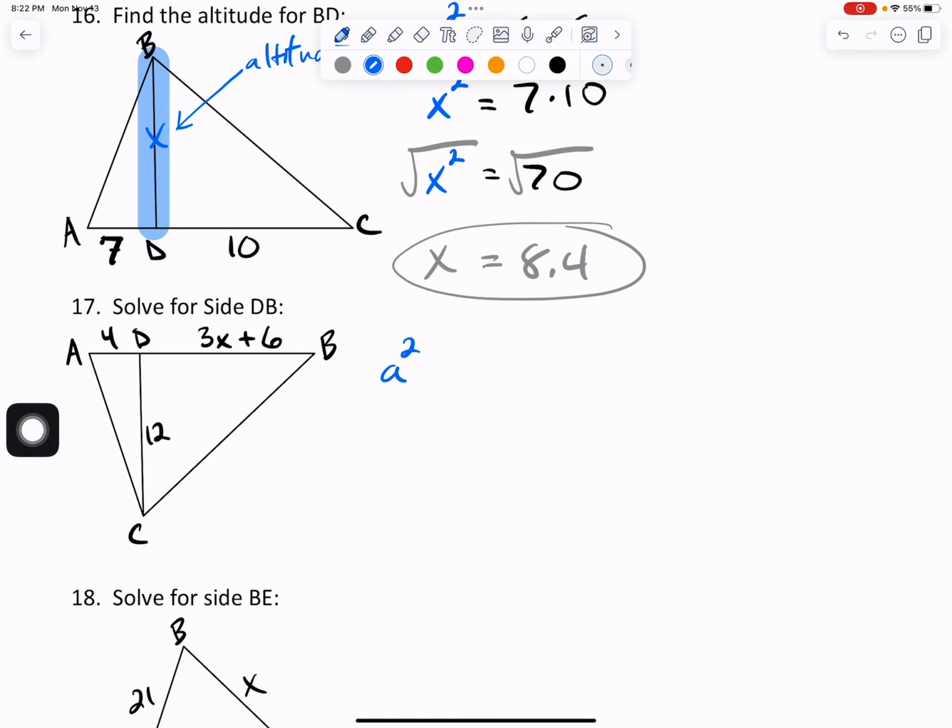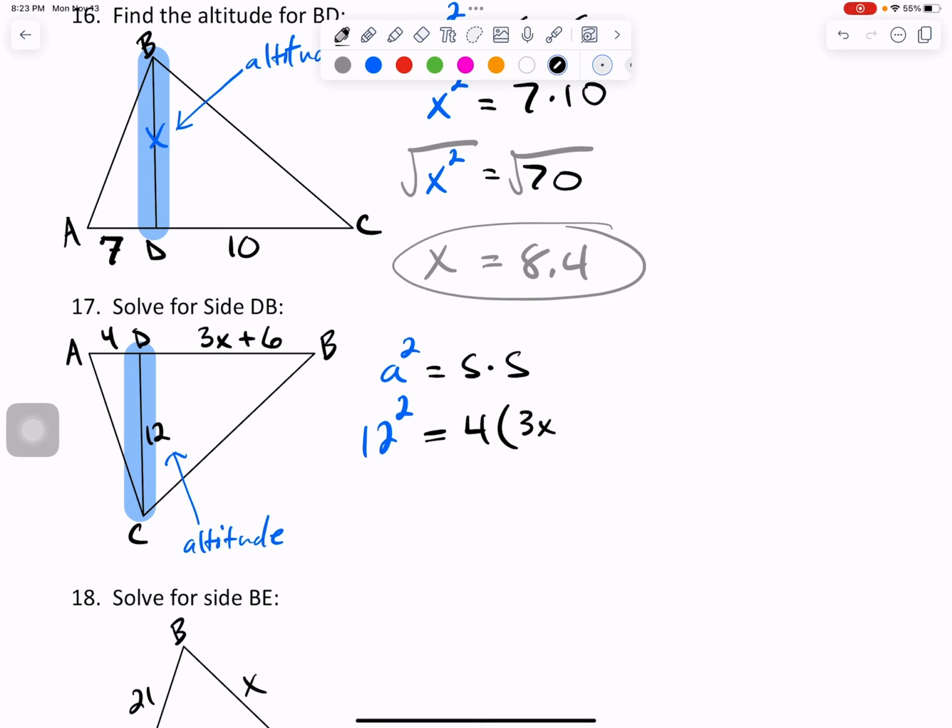Let's just do A squared equals S times S, all right? Now, what's our altitude this time? Well, our altitude is still this line here. And we're just going to put it down to the side here. We know that's our altitude, which is 12. So we're just going to take 12. We'll end up squaring that. And then we'll set that equal to our side times side, which is 4 times 3x plus 6. I threw it in parentheses because we have to distribute that 4 to both terms.